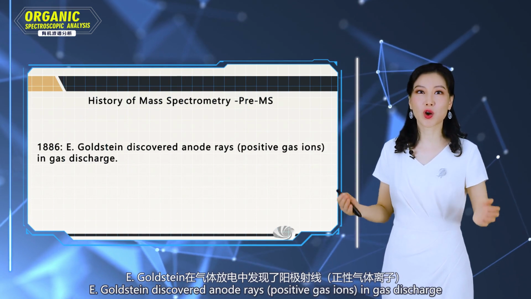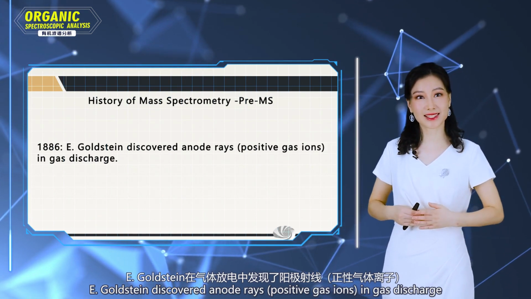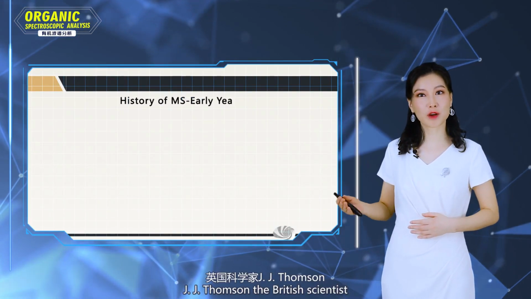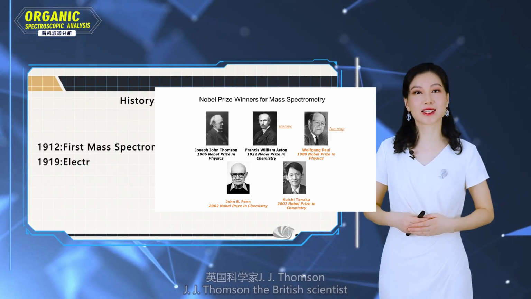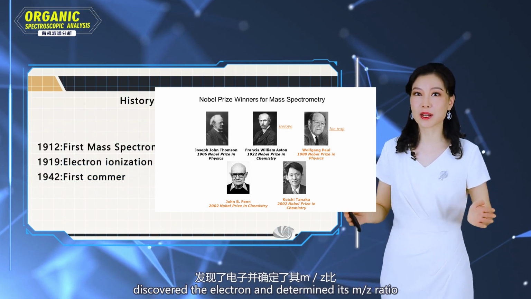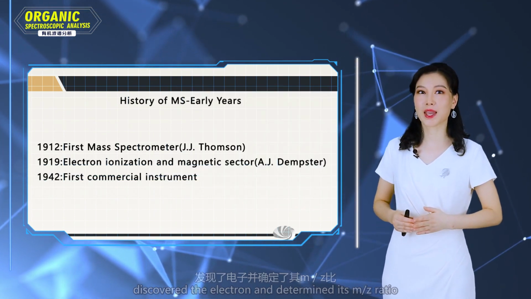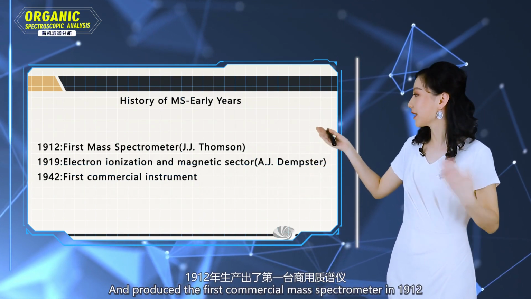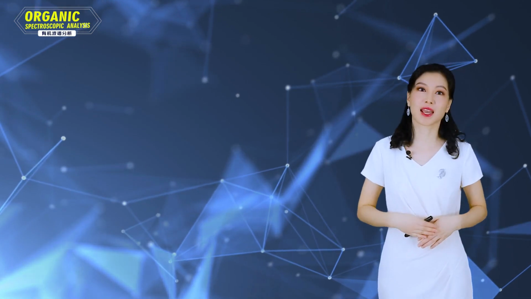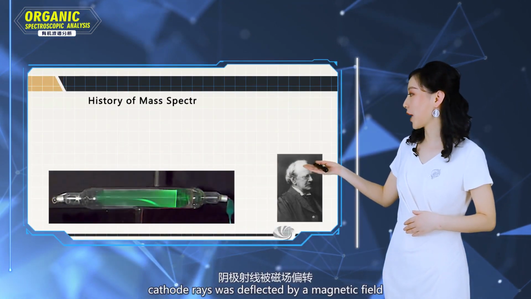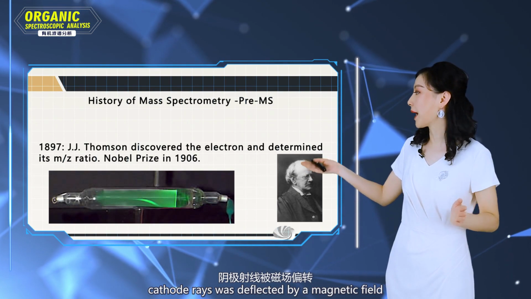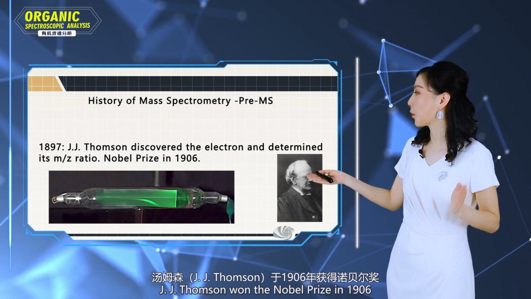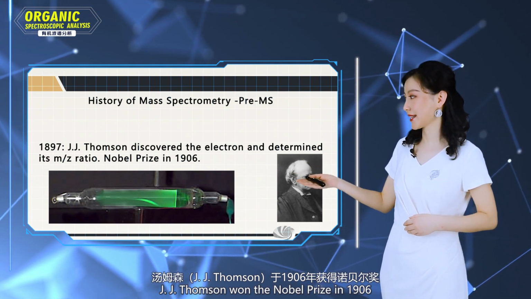In 1886, E. Goldstein discovered anode rays, positive gas ions, in gas discharge. In 1897, J.J. Thomson, the British scientist, discovered the electron and determined its mass-charge ratio, and produced the first commercial mass spectrometer in 1912. In this picture, cathode rays were deflected by a magnetic field. J.J. Thomson won the Nobel Prize in 1906.